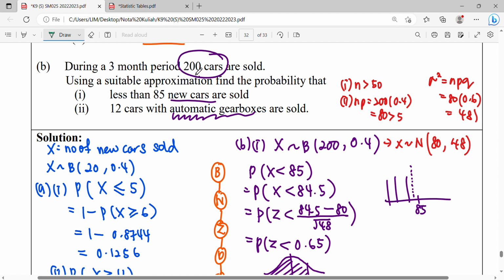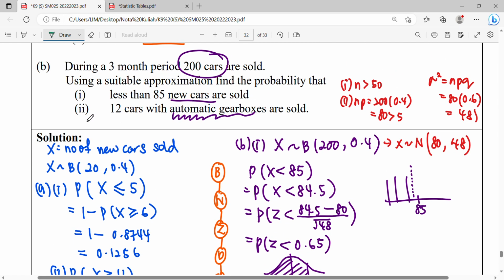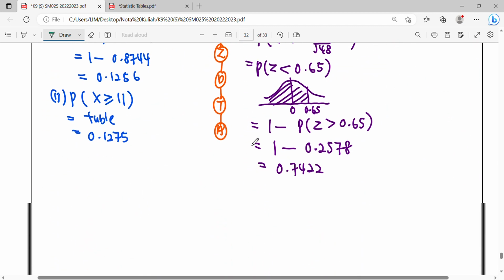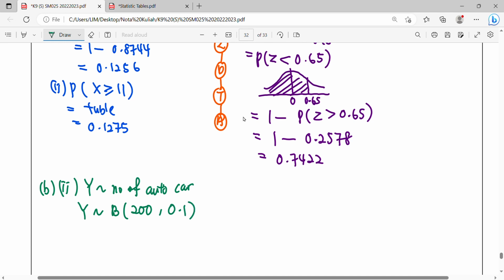So still for 200 cars, but it's not talking about new. For the second question, they are talking about automatic. So the distribution is different. The situation is no longer new car, the situation is automatic car. Automatic car is 0.1. So for B2, it will be Y, the number of automatic cars. So Y is distributed binomial, sample 200, automatic car 0.1.